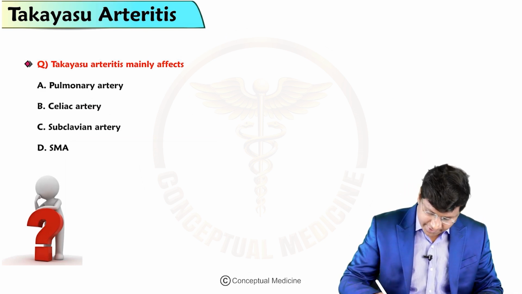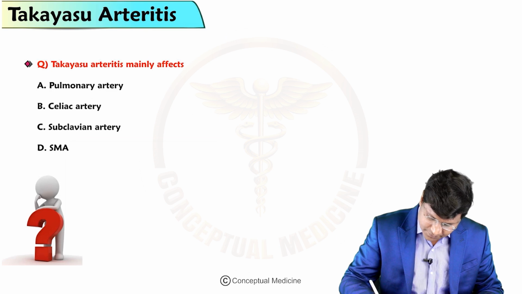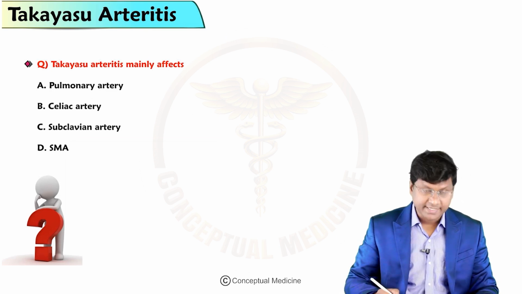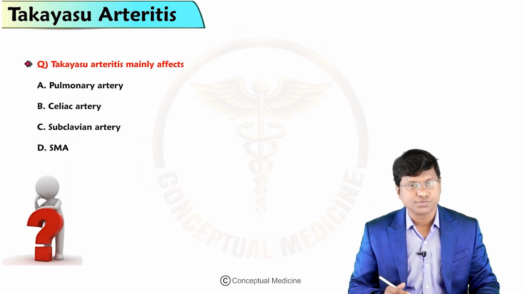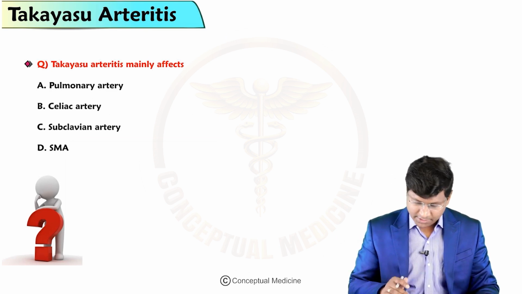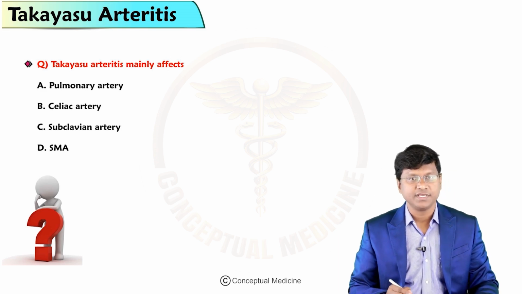In this session, I will be discussing a very important part of the vasculitis, that is the Takayasu arteritis. So Takayasu arteritis is a large vessel vasculitis. Another important example of the large vessel vasculitis is giant cell arteritis, which is also called temporal arteritis.